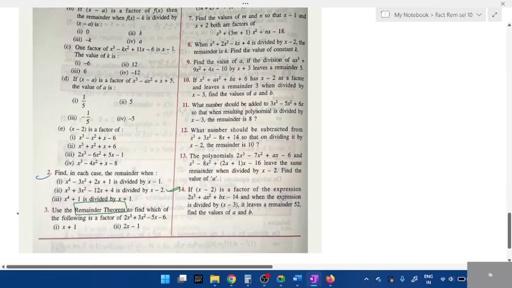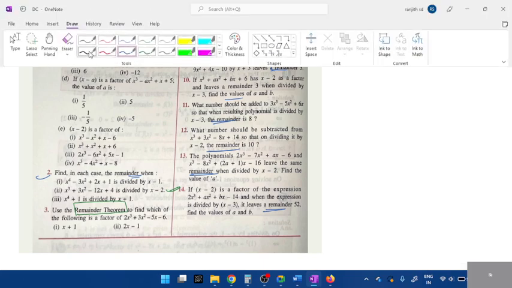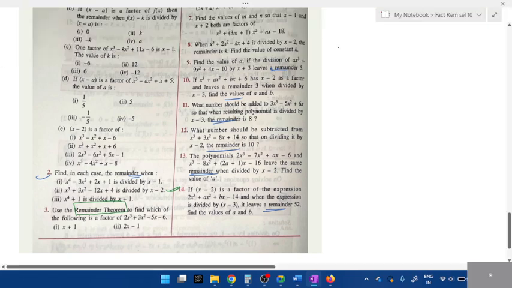Exercise 8A, first question. What is given? Find in each case the remainder. Whenever the word remainder is given, we use the remainder theorem. Can you see all the questions have the word remainder? Then we use only one method, that is known as substitution. So how do you solve this? Let me take the first question. Always take the question like this. f of x equals x to the power of 4 minus 3x square.